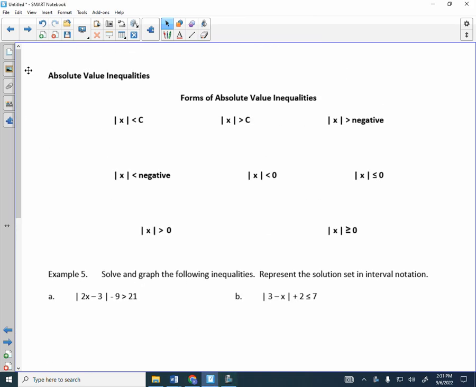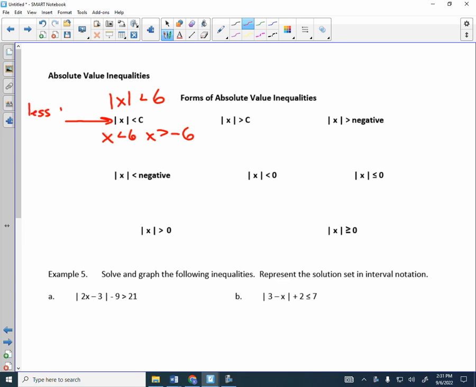Let's try this. Absolute value inequality. Suppose I have the absolute value of x is less than 6. Yeah, exactly. You split up into x less than 6 and x greater than negative 6. So what I want you to see from this situation is if you end up with a less than, think of it like this. Has somebody taught you this? Less than. Anybody ever teach you that?